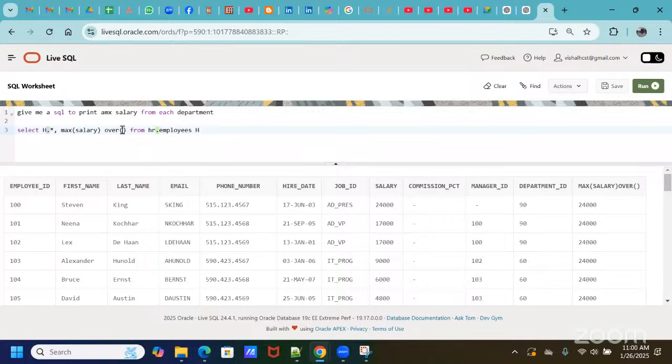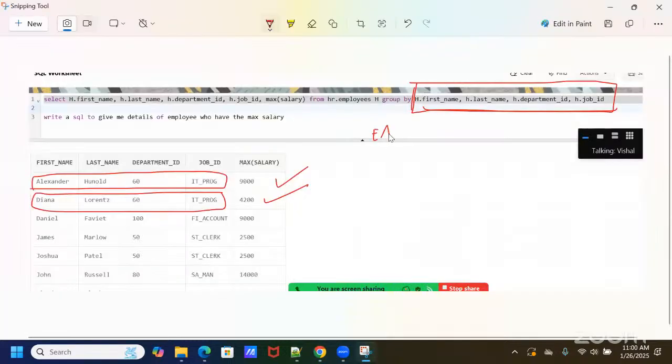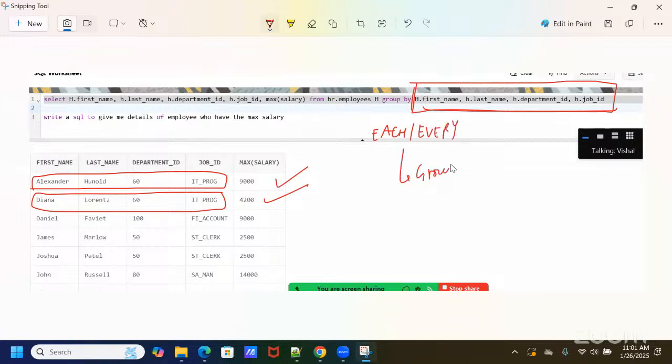So what group by? I'm writing partition by department ID. Why? Because the question is for each department. So whenever you hear these words, each and every, remember that each and every means group by in terms of aggregate. And whenever we convert into analytical, it's considered a partition by.